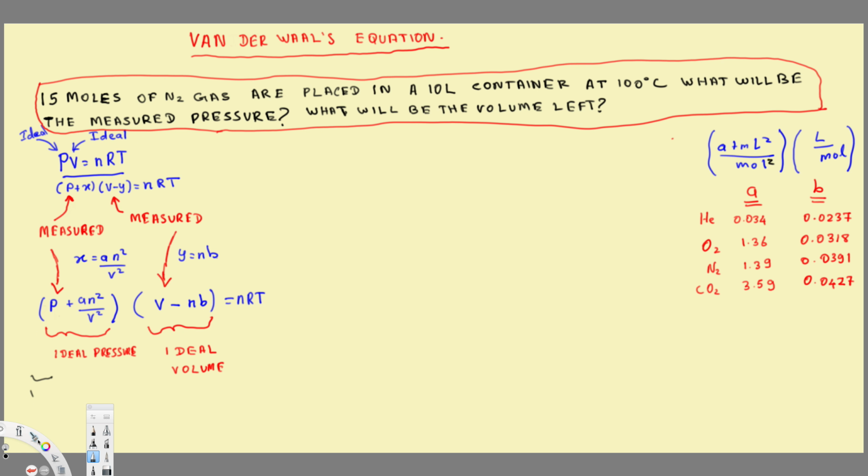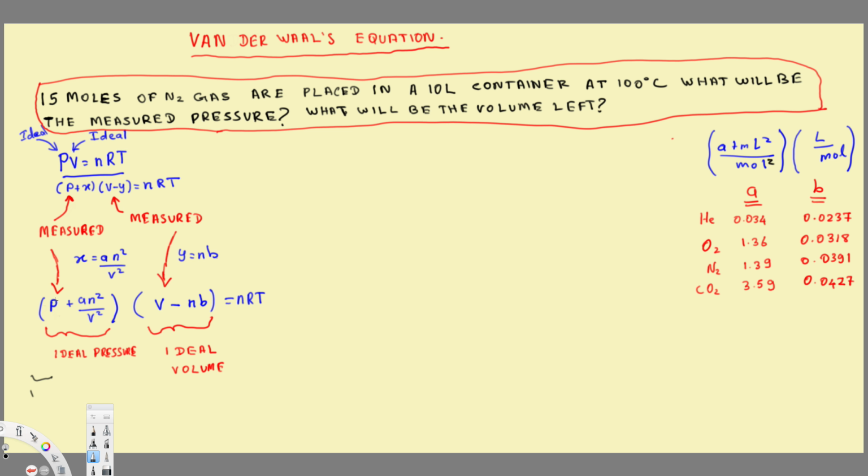Let's do this problem right here. The question is asking: 15 moles of nitrogen gas are placed in a 10-liter container at 100 degrees Celsius. What will be the measured pressure and what will be the volume left? So let's see how we can calculate the first part, the measured pressure.